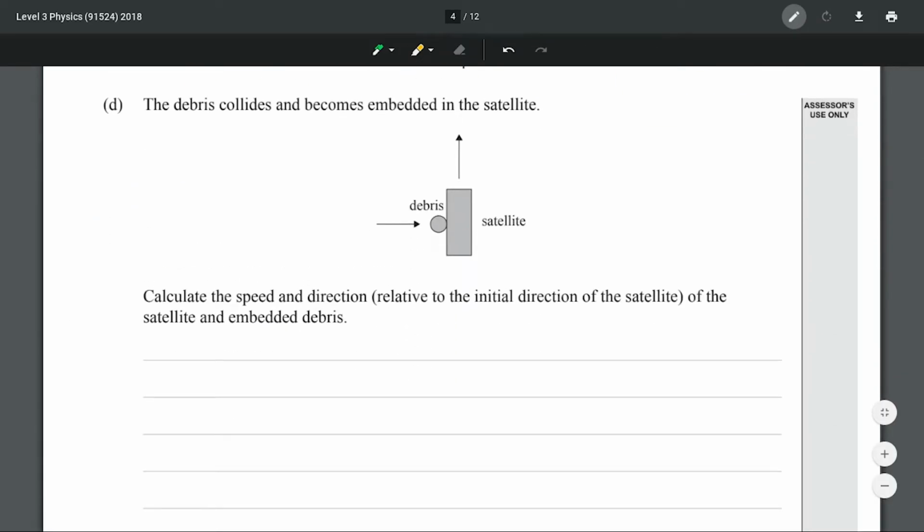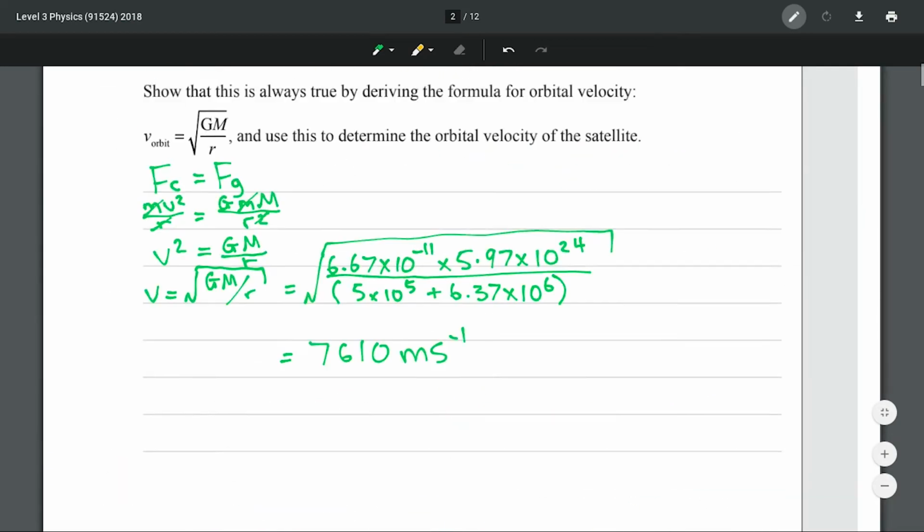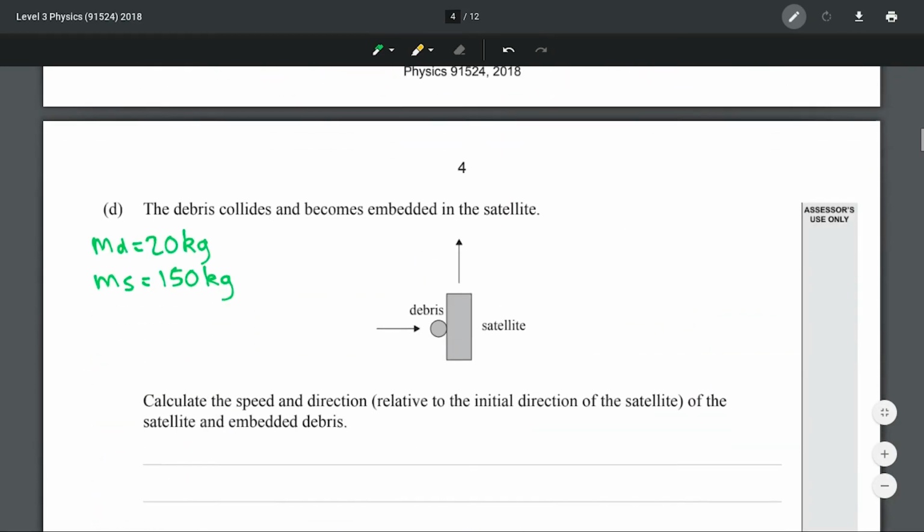The debris collides and becomes embedded in the satellite. Calculate the speed and direction relative to the initial direction of the satellite and embedded debris. And so let's first write down up here what we know. We know that the velocity of the satellite initially is 7610 meters per second, and that the velocity of the debris initially is the same as it says above. The caveat is that they are of course traveling at 90 degrees.